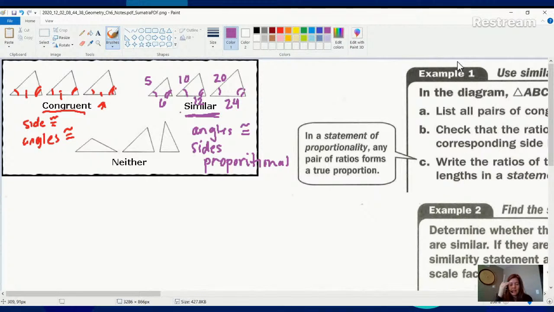So, I mean, I guess if you're a technical person, you could say that all congruent figures are also similar, but not all similar figures are congruent, if that makes sense. Okay, so that's kind of an intro to what that is.